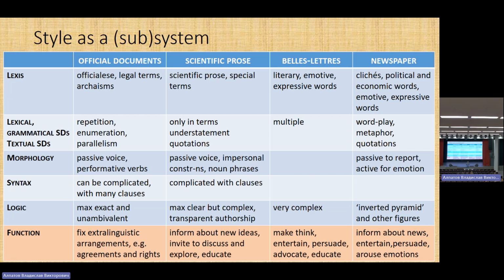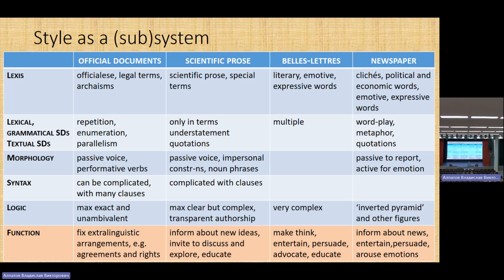Then one more stylistic device which is typical of scientific prose is understatement, because scientists don't like to tell us for sure 100% what happens, and they're quite right. They provide hypotheses. It could be like that, it might be like that, it is very likely that, but who knows, right? So this understatement is typical of scientific prose, and also quotations, right?